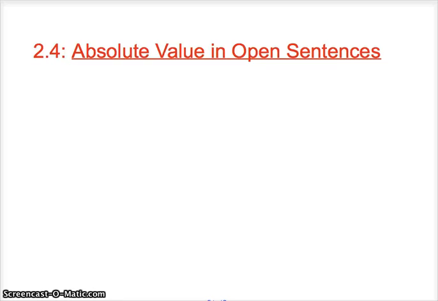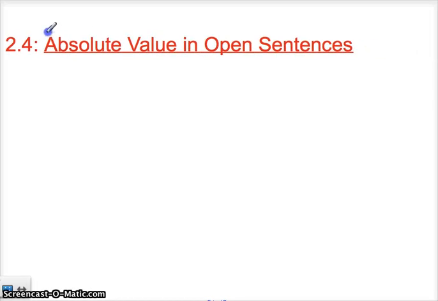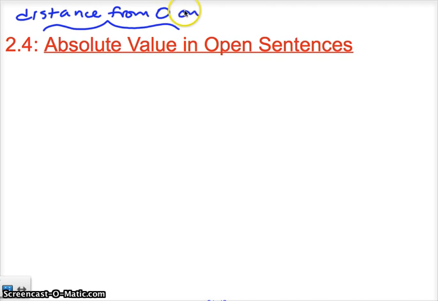Tonight's screencast is going to talk about absolute value in open sentences. You guys should recall that absolute value is the distance from 0 on the number line. So absolute value represents distance. Open sentences are actually inequalities. So you'll recognize open sentences when you see the symbols greater than or equal to, less than, or less than and equal to. So we're just going to recap what we did today in class.